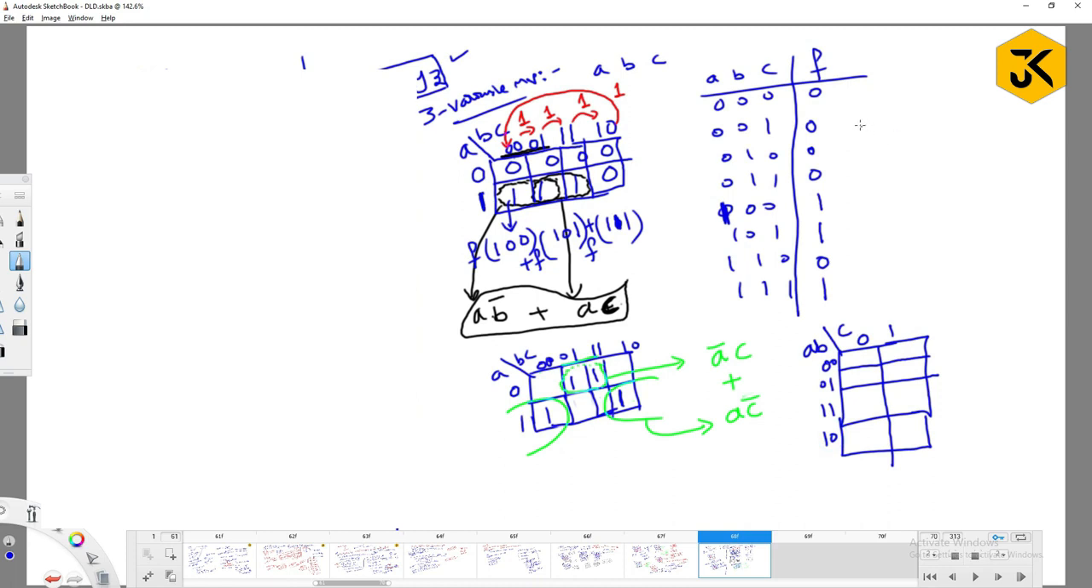Or else you can take this as BC, and this can be A. Or sometimes they may give AC followed by B, that depends upon their requirement. AC can be given, then B can be given. That depends, right? So you can represent it in any of the forms. So in a two variable map you didn't get any difference because it is completely a square, right?